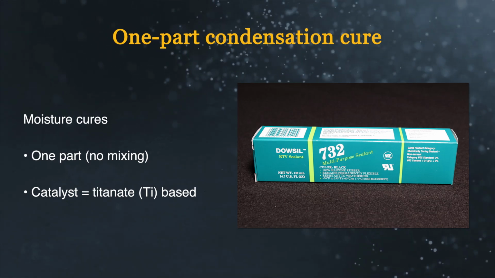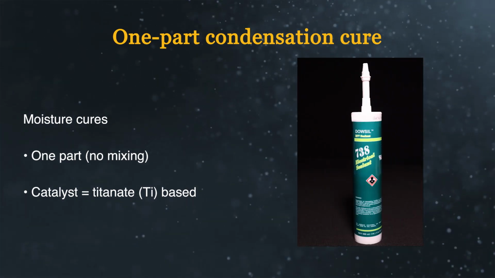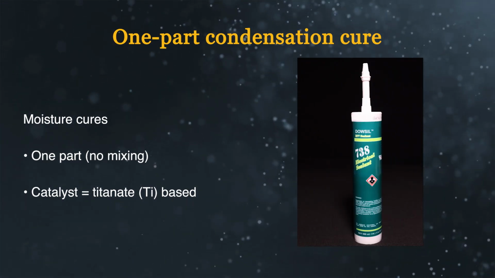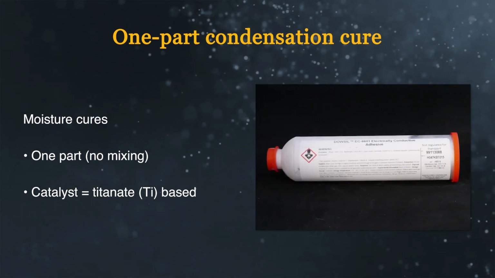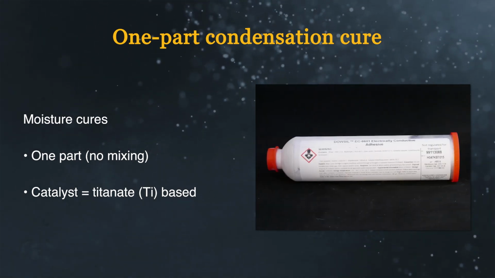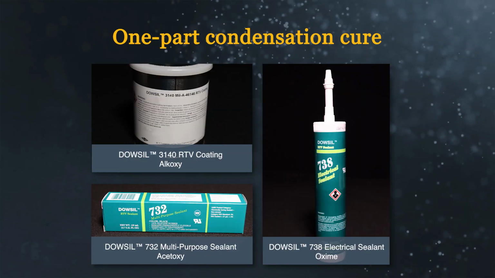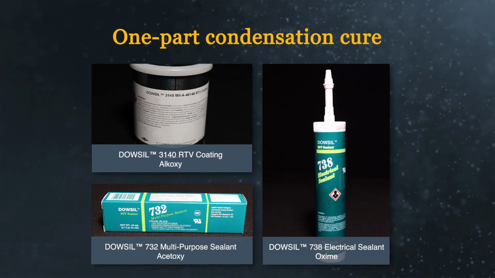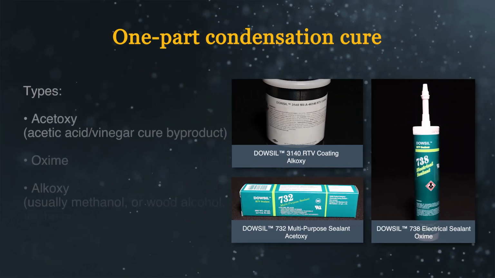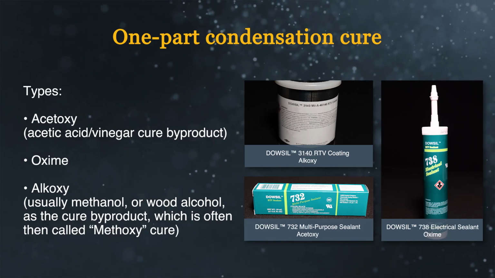The acronym RTV is commonly used for moisture cure products, but can be used for any room temperature curing material, and so can be confusing. All moisture cures are RTVs, but not all RTVs are moisture cures. Moisture cure silicones are the most common types of caulks and sealants and have several subcategories: acetoxy, oxime, and alkoxy.